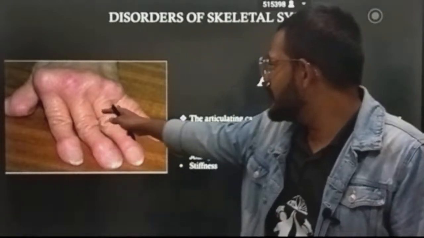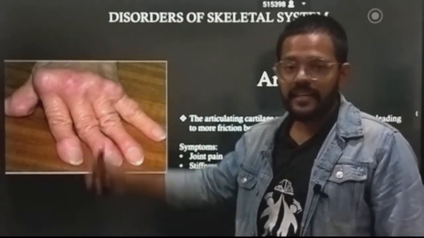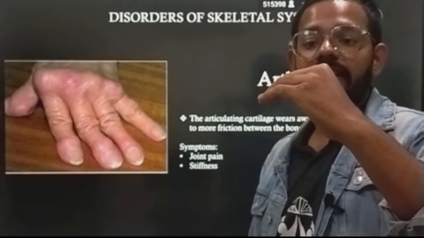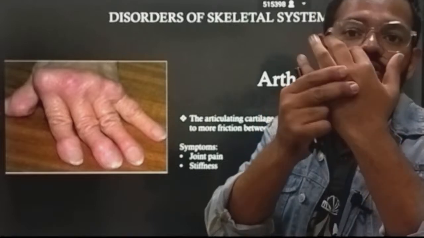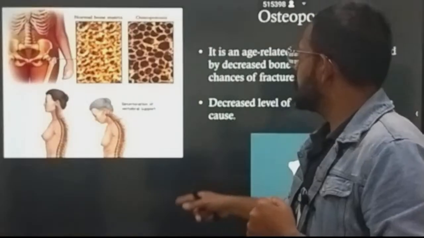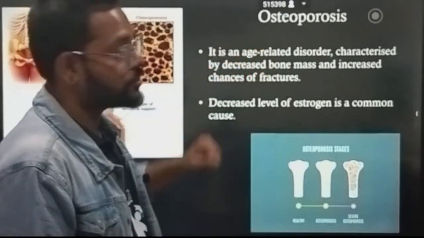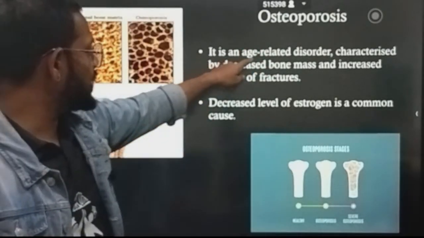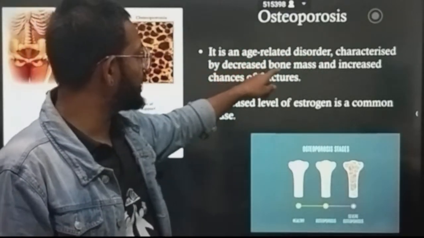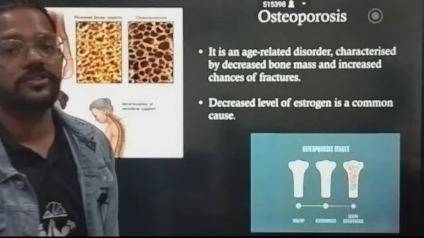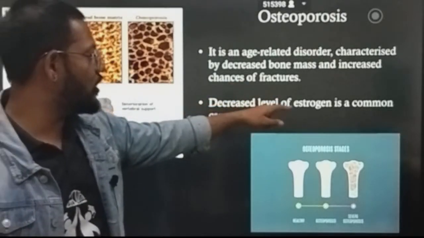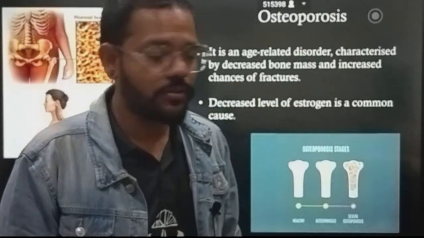You can see here inflammation is there, and the person who has arthritis has pain when they move their joints, okay. Then we have osteoporosis. It is an age-related disorder characterized by decreased bone mass and increased chance of fracture. Decreased level of estrogen is the common cause, okay.